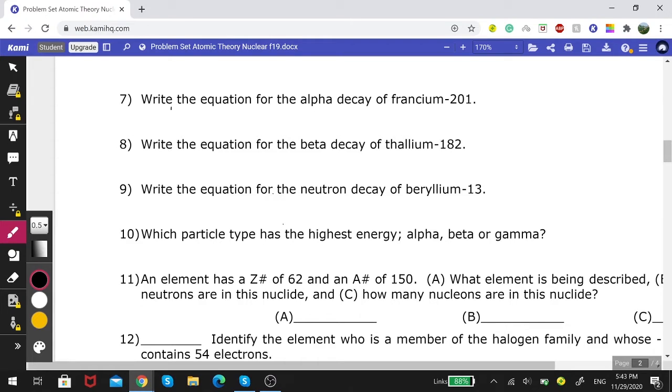The weight on top, 201. Francium is 87, Fr. And that makes, let's see, alpha decay. Alpha decay is 4 2 He. So 201 minus 4 is 193, 87 minus 2 is 85, and 85 on the periodic table is At.